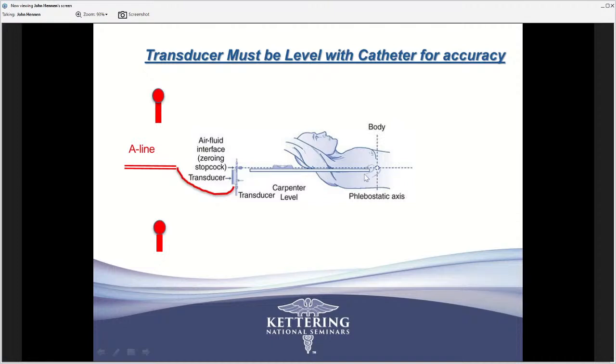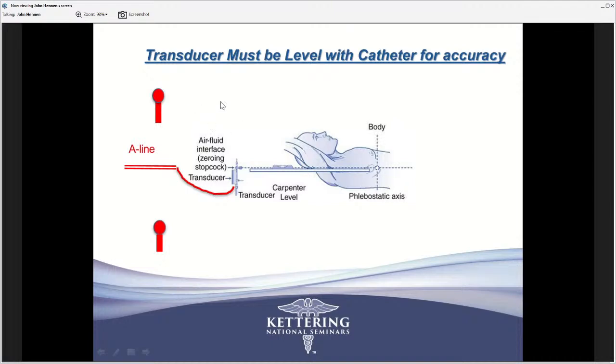Why are we leveling the transducer? Here's the reason. What I did is just put an A line over here so you can reference it to these things right here. These are transducers. All right. And this little line right here is the tubing that goes between the transducer and the A line. So this just gives you a reference of what we're talking about. This over here is the meat of the point I want to make for you.